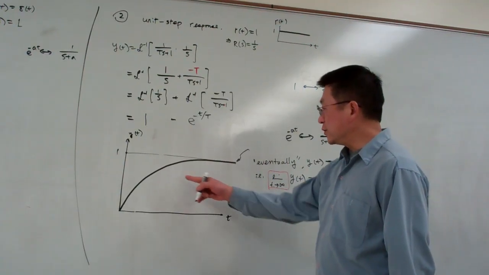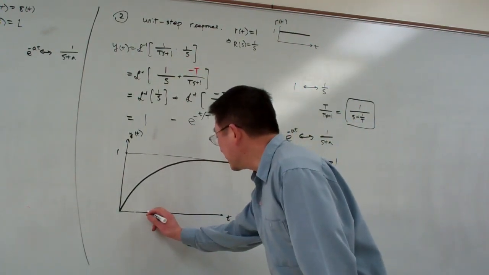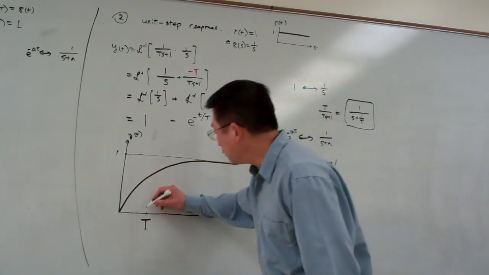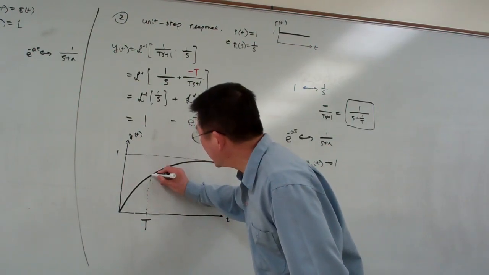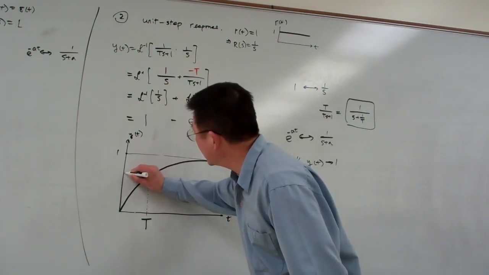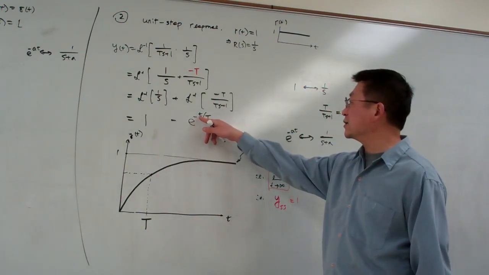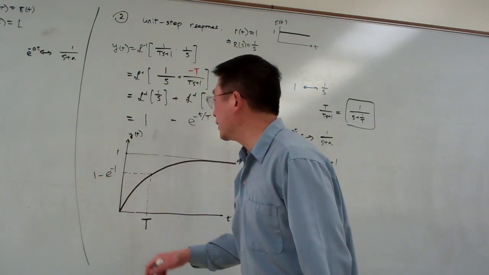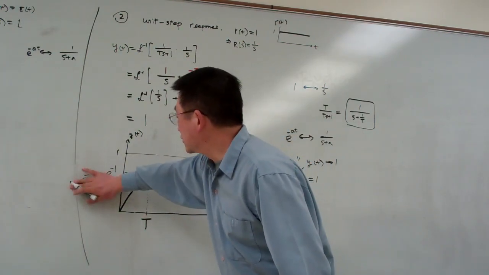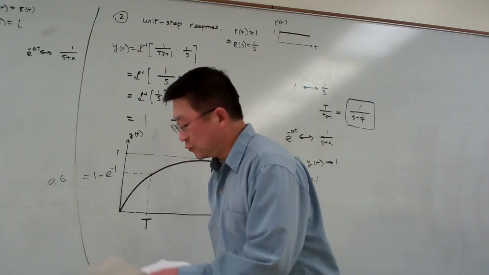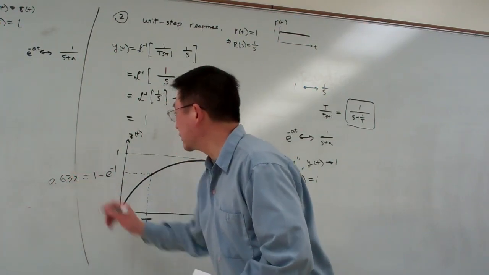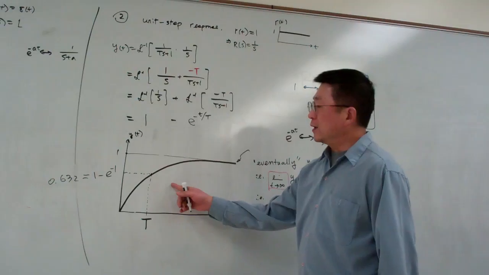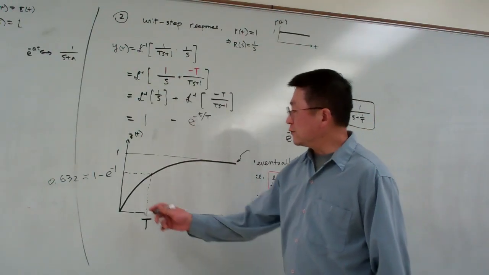In particular, I want to give you the time. So for example, when t equals capital T here, we can calculate the value of the response. We simply plug in t equal to T, so basically this value is equal to 1 minus e to the minus 1, and this value is equal to 0.632, okay? So this is a very special value.